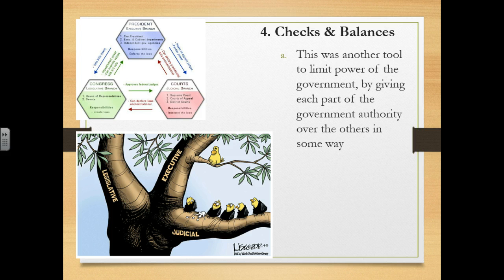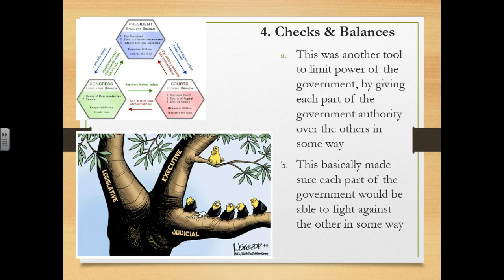Checks and balances. This was another tool. Basically it allowed each branch not only to have separate powers, that's a positive power, but now to have negative powers. It means that they could control or outmaneuver a different part of the government. This made sure that each branch was always competing with each other, always trying to make sure that they had power, and that they would always be fighting. This would ensure that there would never be one branch that could take complete government control. Again, this is limited government.